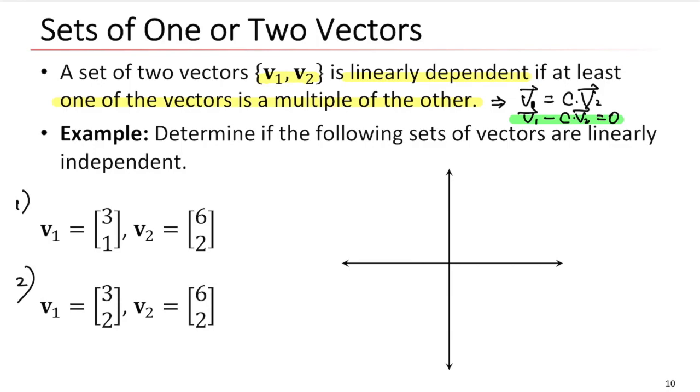Then, what does it mean? There exists a solution like 1 and negative c, transposed, like this, right? So what does it mean? Because there exists a non-trivial solution of this vector equation, we can say that vectors v1 and v2 are linearly dependent. Okay, let's see the example here.